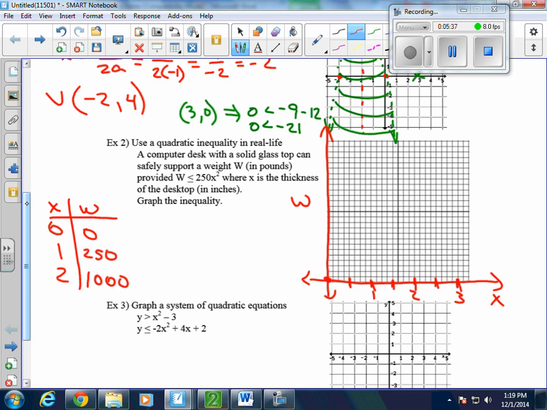Now, if we would graph this, let's say we're going to go to 1,000 pounds, so let's go by 200, 400, 600, 800, 1,000 pounds. So if we do that, we're going to have 0, 0. We said at 1 inch, we're going to be 250. At 2 inches, we're going to be 1,000 pounds.